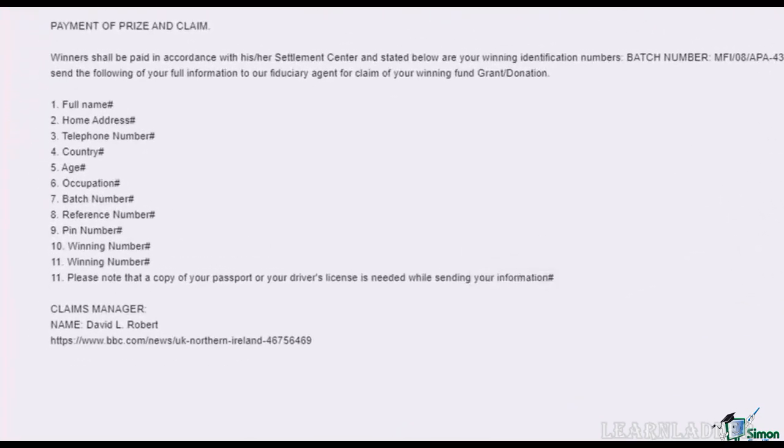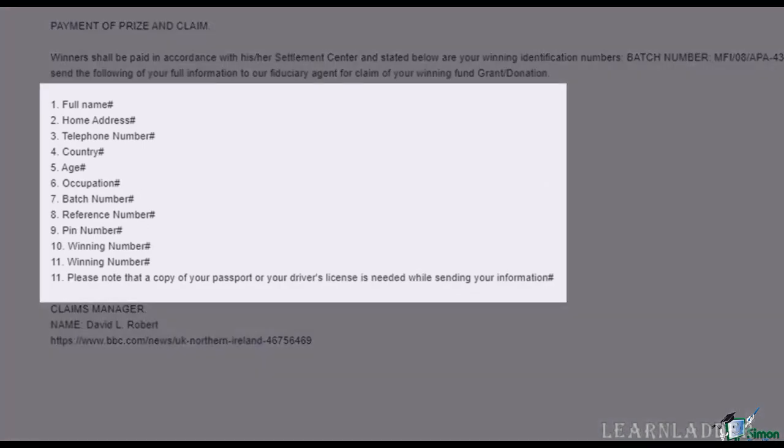Also, if we investigate the details here, this is looking to collect sensitive information. It wants my full name, home address, telephone number, country, age, occupation, and other information. If we provide all this information, it's likely going to end up in a phishing attack or other attack. Also, a lot of the information that they're asking for, they've already provided to me, so why would I send this back to them with the same information they already know?